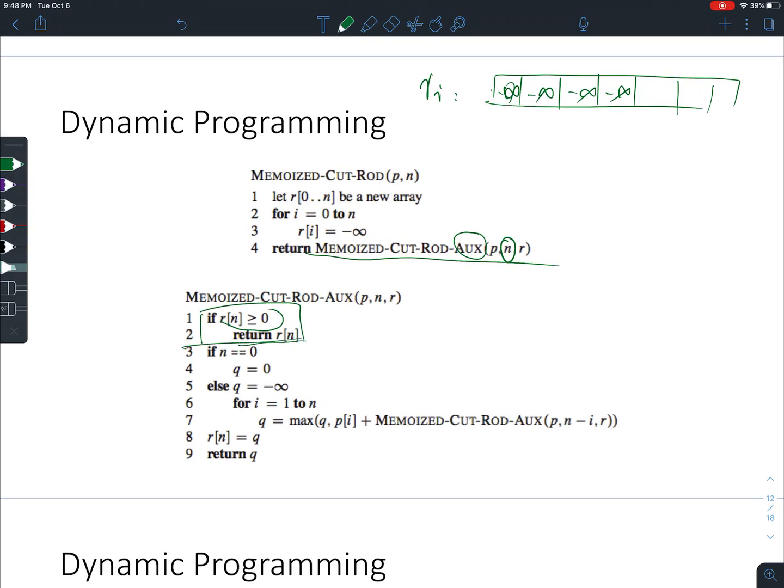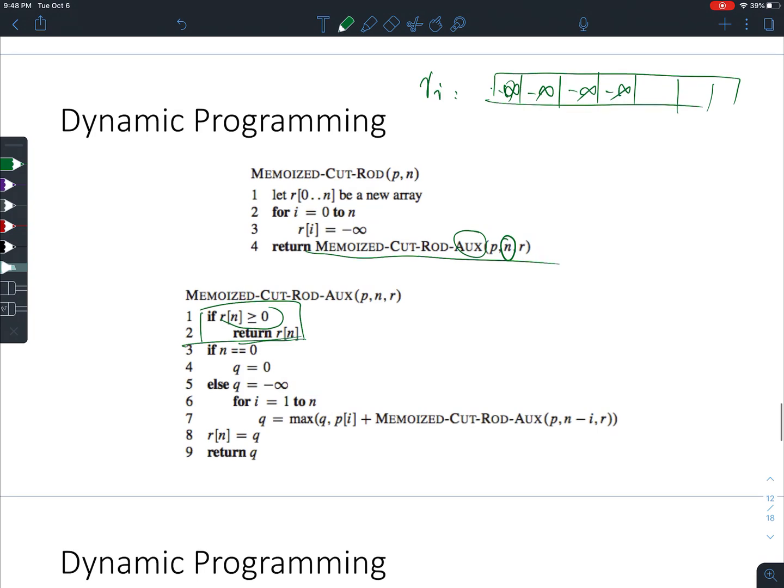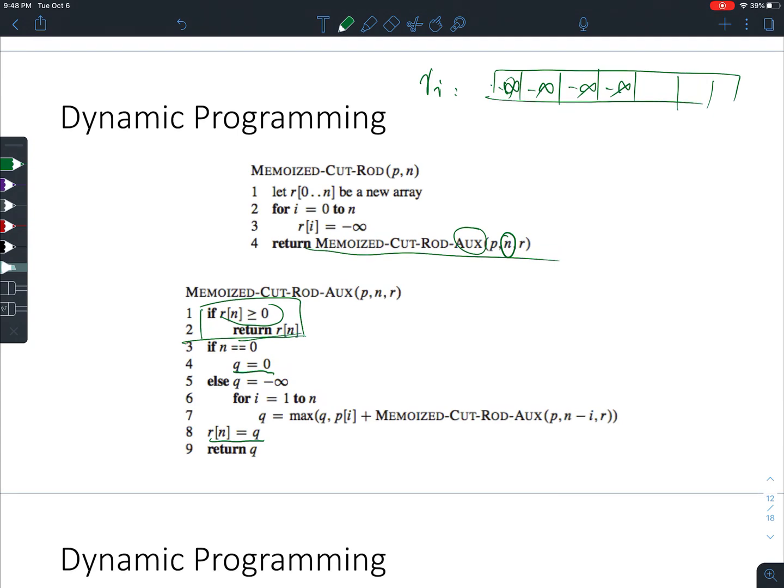Let's put this one later, and let's just focus on the next part. If n equals 0, we have q as 0, and after that it will store q at Rn. So if n equals 0, it's like we're going to sell a rod of length 0, so the money we can make is 0. That's why we have q as 0, and then we just store the solution at R0. It's like R0 equals 0.